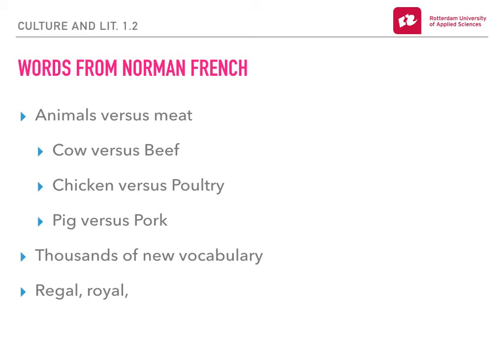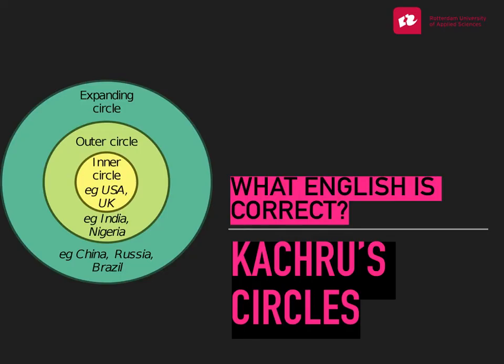Now, what we're going to look at now is a change from looking at the history of English to what English actually is and how we can classify English and English speakers. The way that we're going to look at this is based on Kachru's circles, which he came up with in the 1980s. If we look at this diagram here, he has three circles. He has the inner circle, which has countries like the US and UK, the outer circle, which consists of countries like India and Nigeria, and the expanding circle, which is essentially all the other countries.